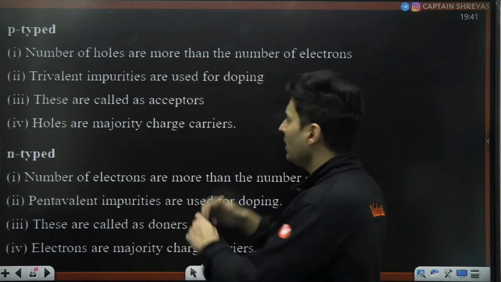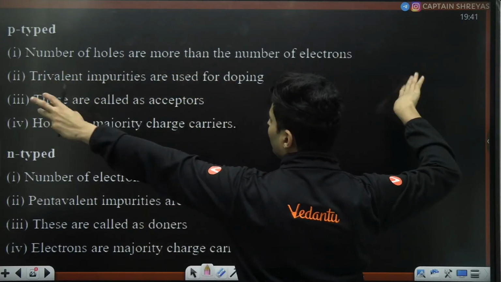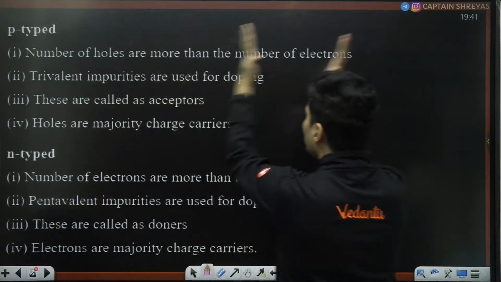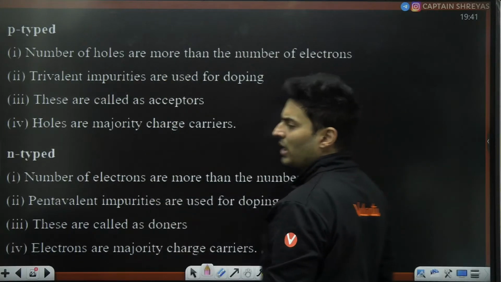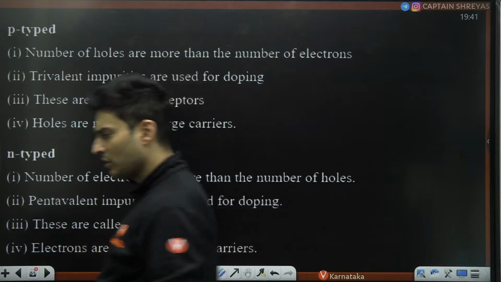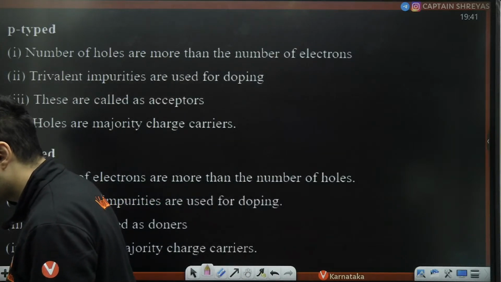If you write this, don't write it like this, write it sideways. I wrote it point-wise, one below the other. P-type you can put here, n-type here, as points. Examiner will be super duper impressed. Okay, very good.